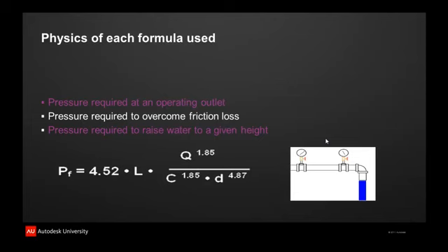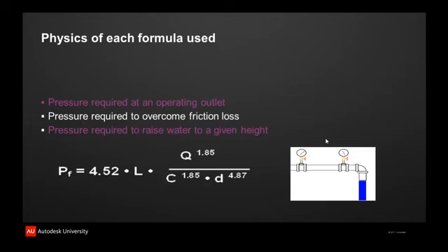The formula represented here is P sub F, the friction loss in PSI required to push a given amount of water through a pipe, equal to 4.52, which is a constant relating the British units, times the length in feet, times the flow through the pipe to the 1.85, where the flow is represented in gallons per minute, divided by a roughness or smoothness coefficient C raised to the 1.85, and divided by the diameter in inches, the actual internal diameter of the pipe, raised to the 4.87.